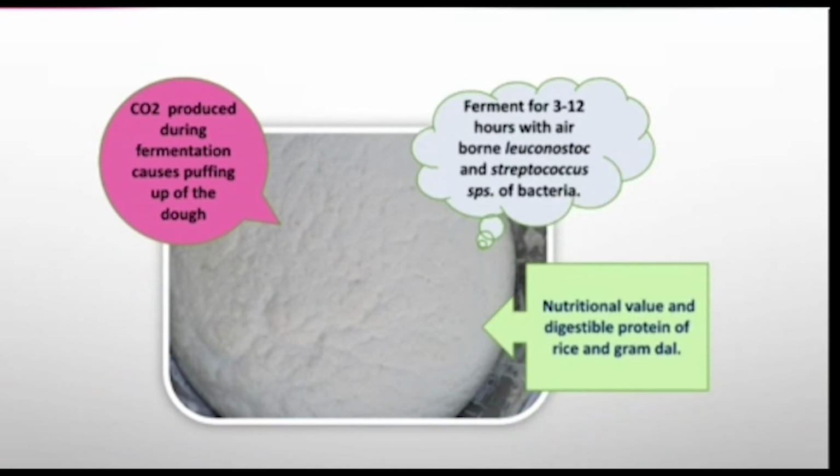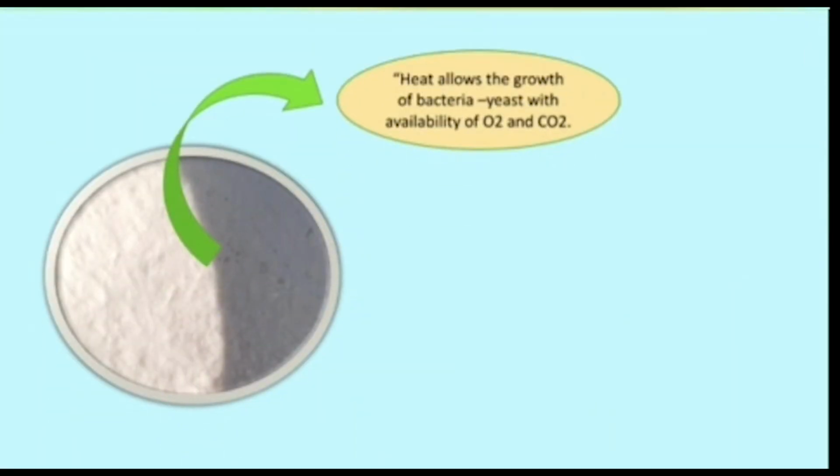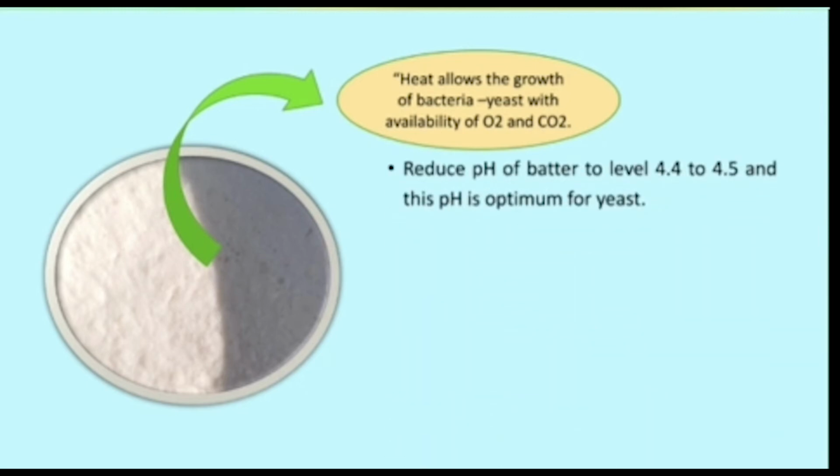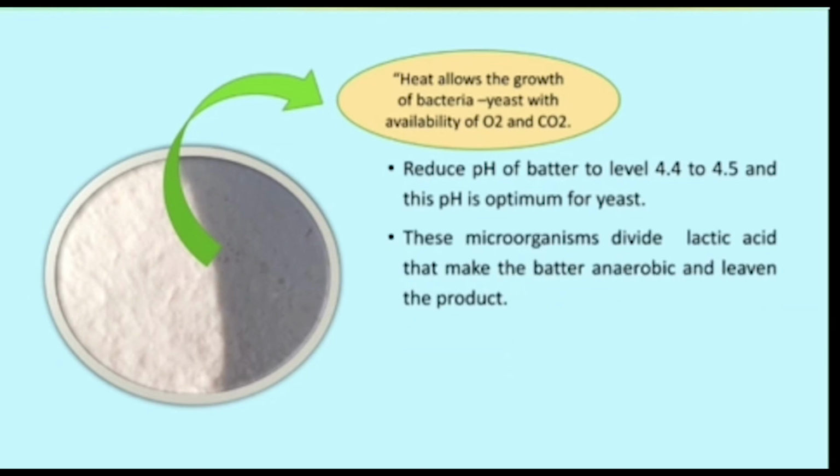Acidification. In this process, lactic acid is produced. Fermentation improves nutritional value and digestible protein of rice and gram dal. Heat allows the growth of bacteria and yeast, which along with availability of oxygen and sugar decompose into carbon dioxide and water. The role of lactic acid bacteria is to reduce the pH of the batter to a level of 4.4 to 4.5, and this pH is optimum for yeast activity.